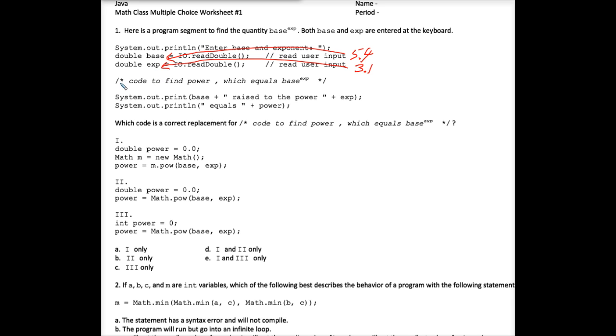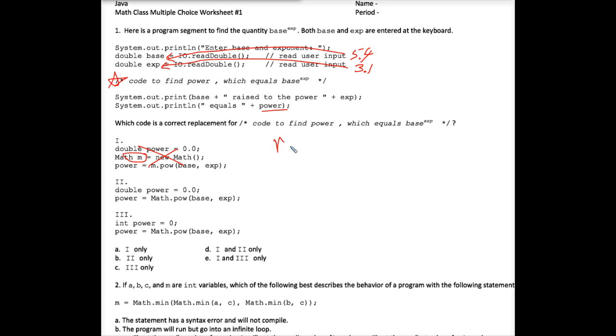Okay, so we have to find the code that matches this missing chunk here, so that when we eventually System.out.print the variable power, it correctly expresses something raised to an exponent. Well, the first Roman numeral option here is just totally wrong. There's no such thing as the ability to declare a math object reference.